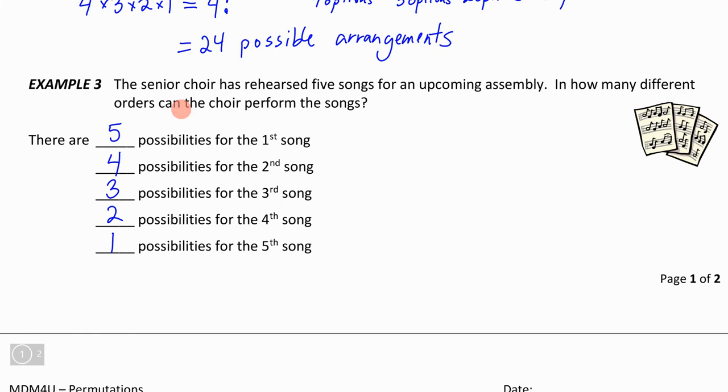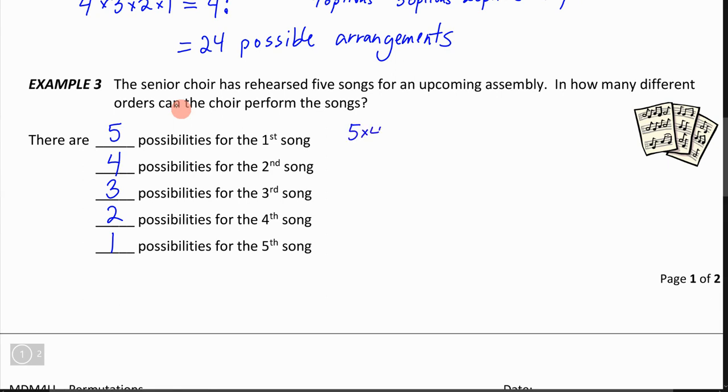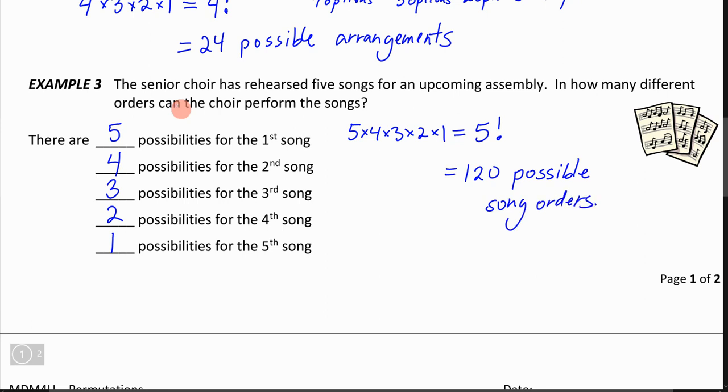So I can express this using the multiplicative counting principle. I can say 5 times 4 times 3 times 2 times 1. But this is also just the same way of saying 5 factorial. And 5 factorial is 120. And what that means is there are 120 possible song orders. It's as simple as that.